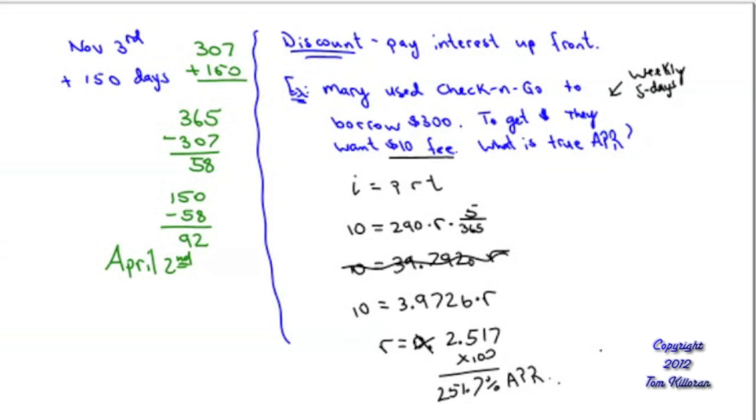This is why those check-cashing places went illegal, because they were charging outrageous amounts of interest for a very short loan period.